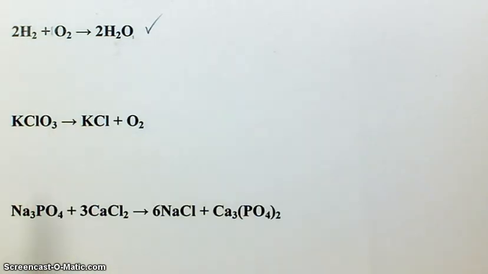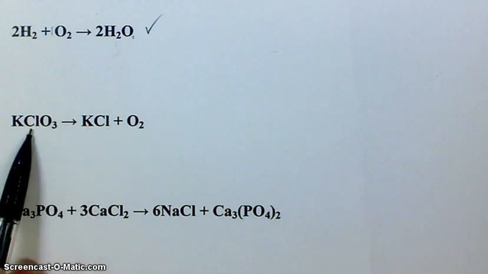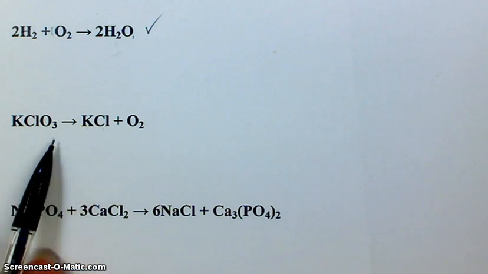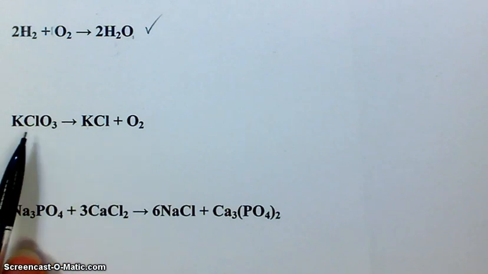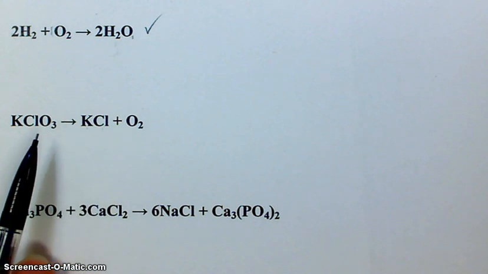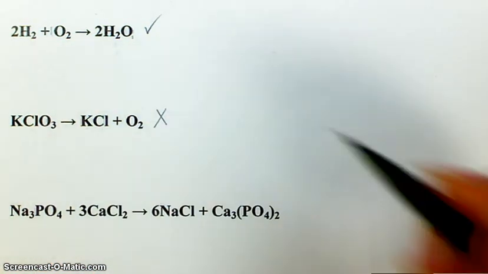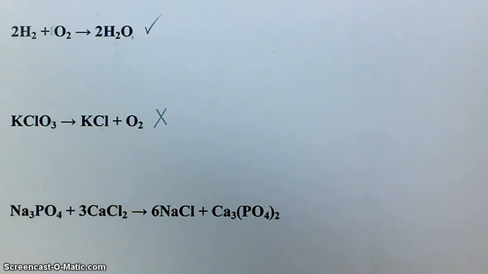Down here, I'm just bopping along. 1 potassium, that looks good. 1 chlorine, that looks good. 3 oxygen on the reactant side and only 2 on the product side. So even though I have the same types of atoms on both sides, I do not have the same number and types of atoms. So this one does not follow the law of conservation of mass. This equation would need to be balanced. And it does not follow the law of conservation of mass because I can't just magically lose an oxygen atom. It's got to be somewhere. Okay.